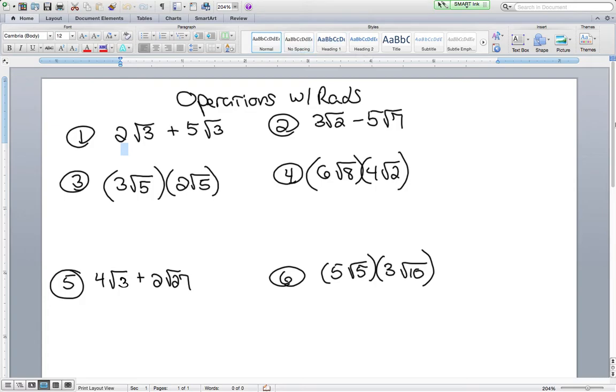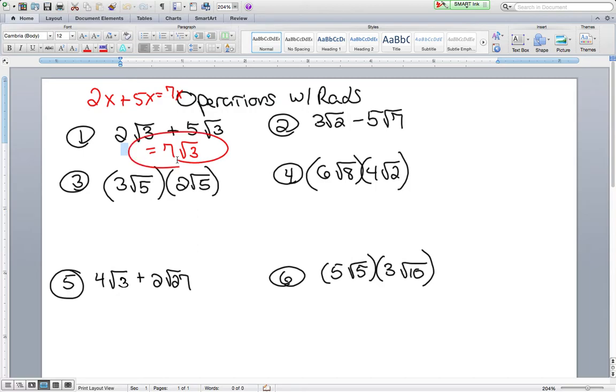Now, remember, when we go to do this, rads behave just like variables. They're not variables, but they behave just like variables when it comes to like terms. So if you see problem number 1 here, I have 2 rad 3's plus 5 rad 3's. Well, that's just like 2x's plus 5x's. If I had 2x's and 5x's, wouldn't I have 7x's? So here I have 2 rad 3's, I have 5 rad 3's. Well, I'm going to have 7 rad 3's.